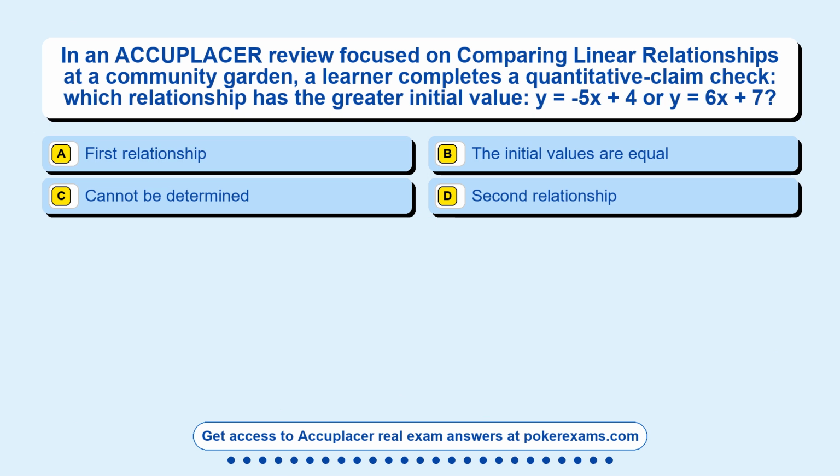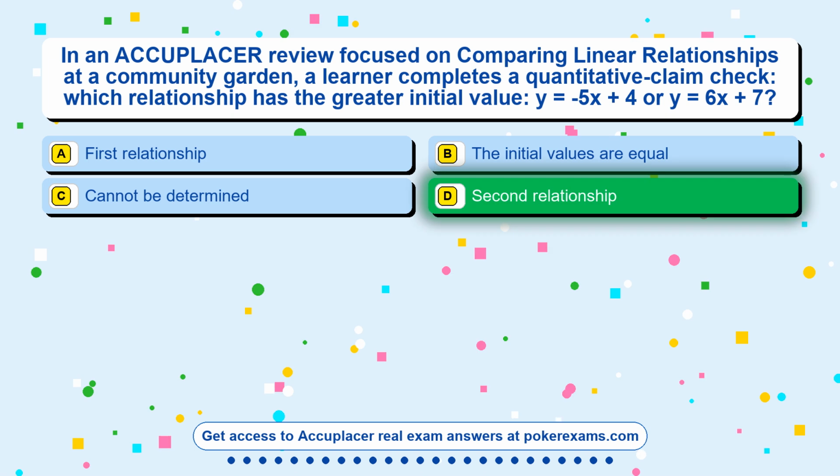Question 24. In an Accuplacer review focused on comparing linear relationships at a community garden, a learner completes a quantitative claim check. Which relationship has the greater initial value, y equals -5x plus 4 or y equals 6x plus 7? Option A, first relationship. Option B, the initial values are equal. Option C, cannot be determined. Option D, second relationship. The correct answer is option D, second relationship.